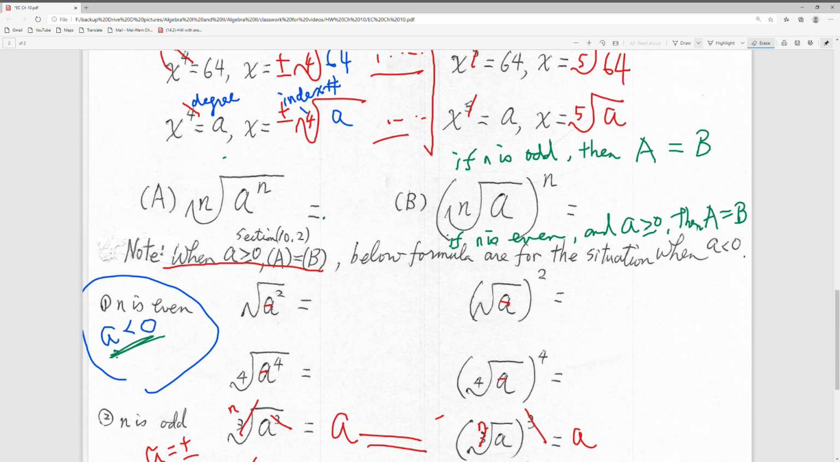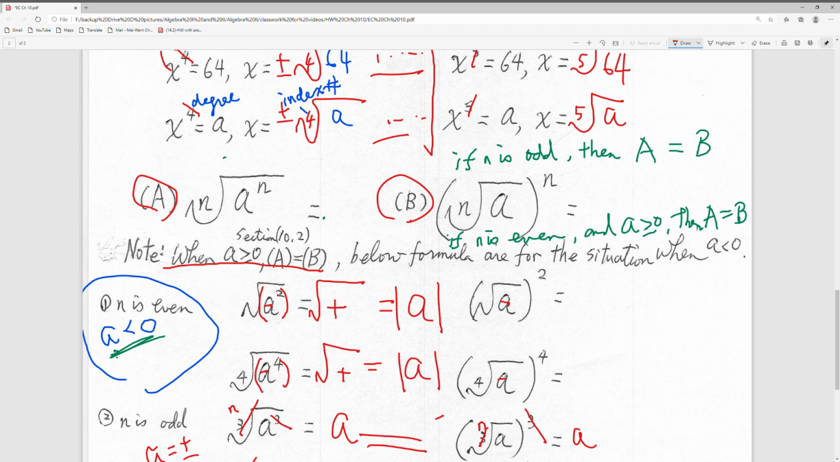So one more time, let's review all the concepts here. When A is positive, don't worry, there's always A equals B. Part A equals part B. But when inside the root is negative and for the even root, then because the square guarantees everything is positive, when there is an even root inside the root like this, your answer needs to have the absolute value.